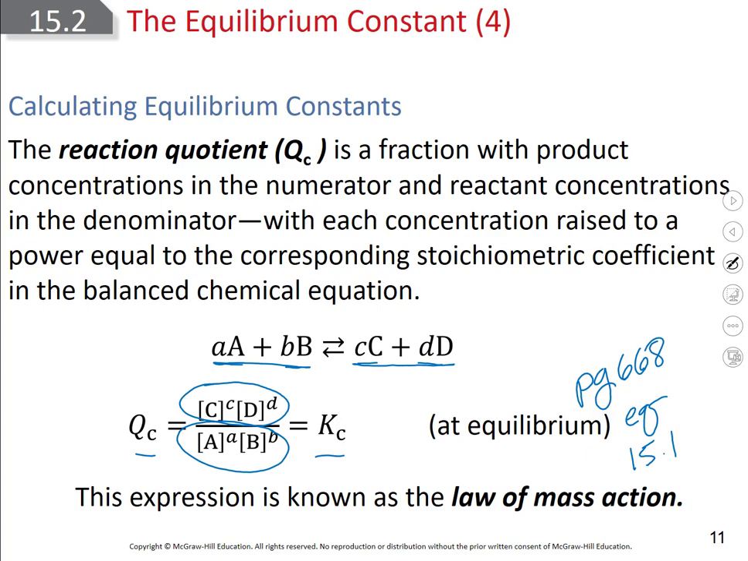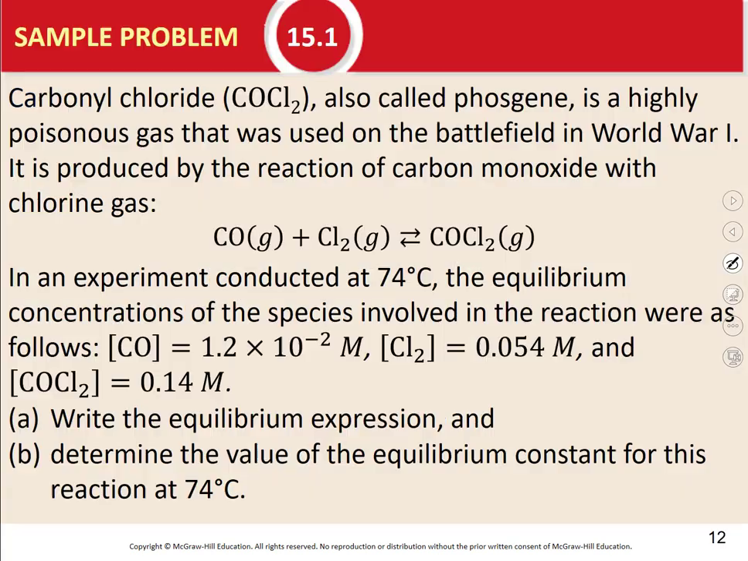All right, let's see if we can calculate something with this. Carbonyl chloride, COCl2, also called phosgene, is a highly poisonous gas that was used on the battlefield in World War I. Very bad stuff. It is produced by the reaction of carbon monoxide with chlorine gas, both of which are also deadly gases. You don't want to breathe those either.